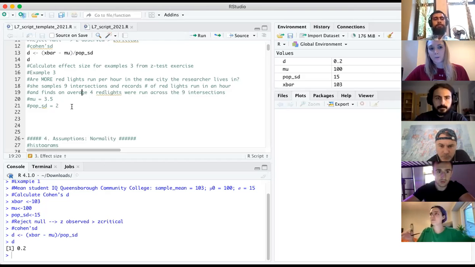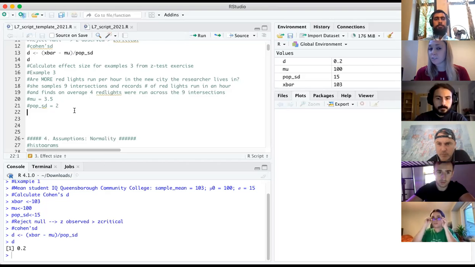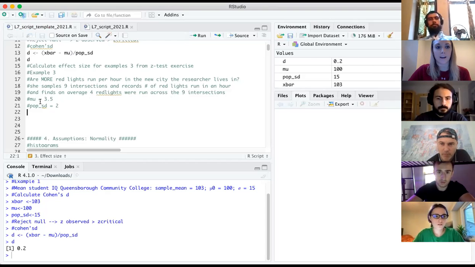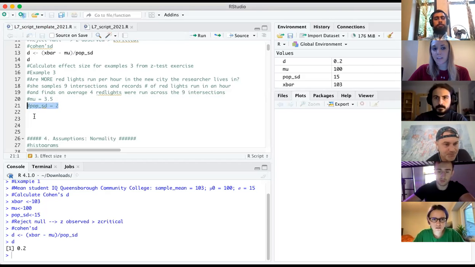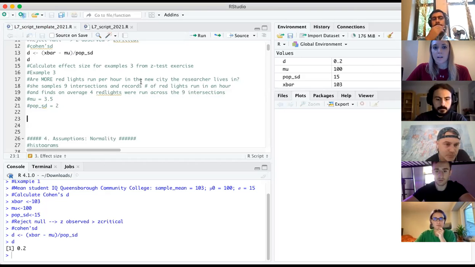So here's one more example. If we do a one sample Z, so we know it's a one sample Z because it's all you've learned to this point, but also because if you have the population mean and the population standard deviation, and you want to compare your sample mean to that, that's always going to be a one sample Z test. So we want to see if there are more red lights run in an hour in the new city this researcher lives in. So we sample 9 intersections.